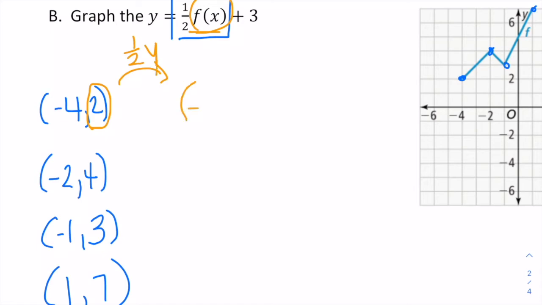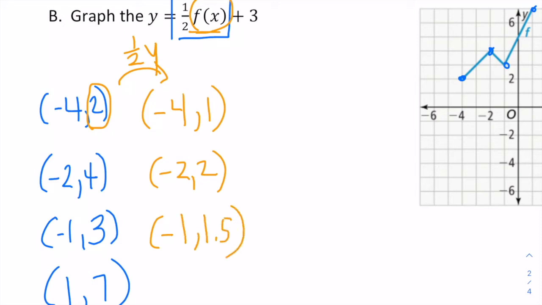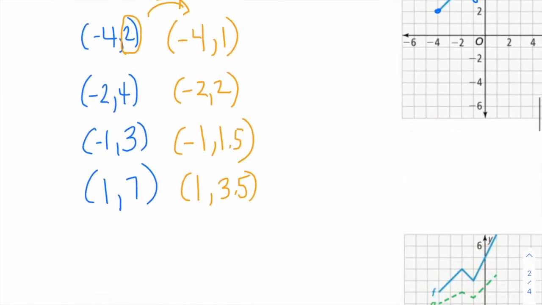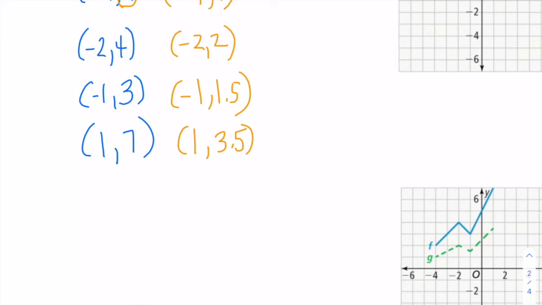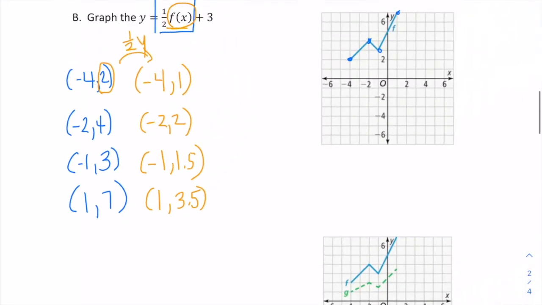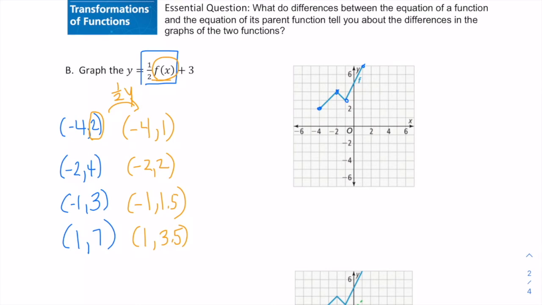So we're going to get these points, -4, 1, -2, 2, -1, 1.5, and 1, and I'll put 3.5. Okay, so you can have it out there. So looking at this graph down here, you can see these points. So -4, 1's right here, -2, 2, -1, 1.5, and 1, 3.5. So that y ends up being cut in half.